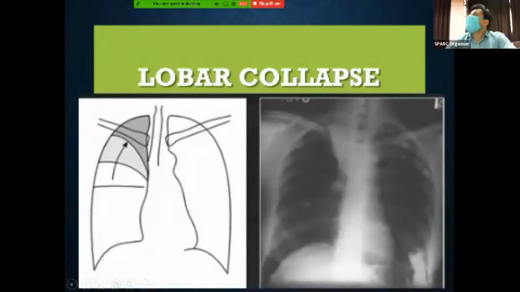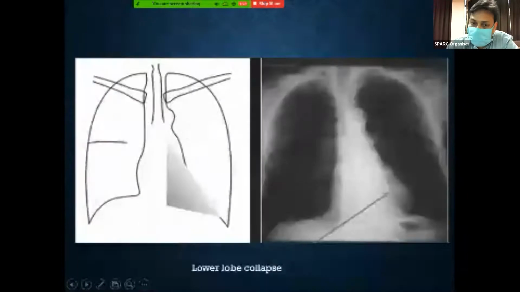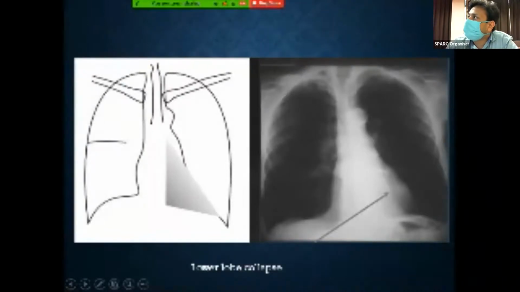So it does not produce a big opacity. Like in this case, this is an example of right upper lobe collapse. Here, there is a wedge-shaped opacity which is overlapping with the heart. So behind the heart, we have a triangular opacity, and this is the collapsed left lower lobe. The entire left lower lobe has collapsed and occupies a very small space, and the rest of the hemithorax is filled by the overexpansion of the left upper lobe.